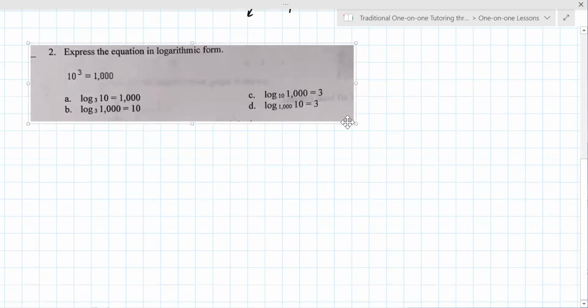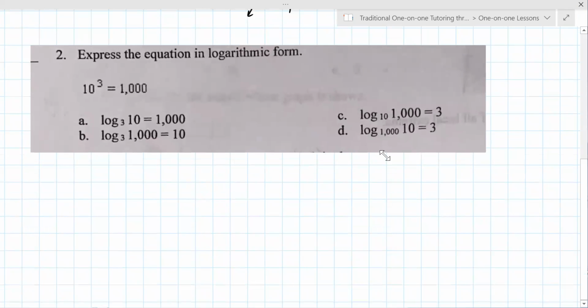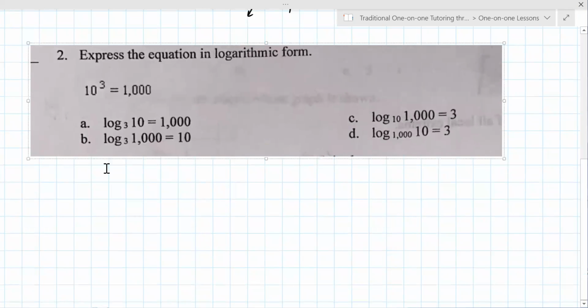All right, so we have to express the equation in logarithmic form. This is one of those where you either know it, you see it, and you can get the answer, or you maybe have to work them backwards. Do any of these stand out to you as being correct? I think it's A.